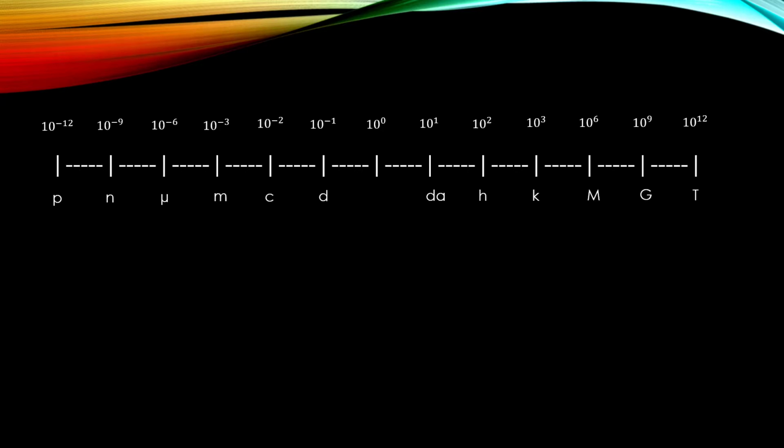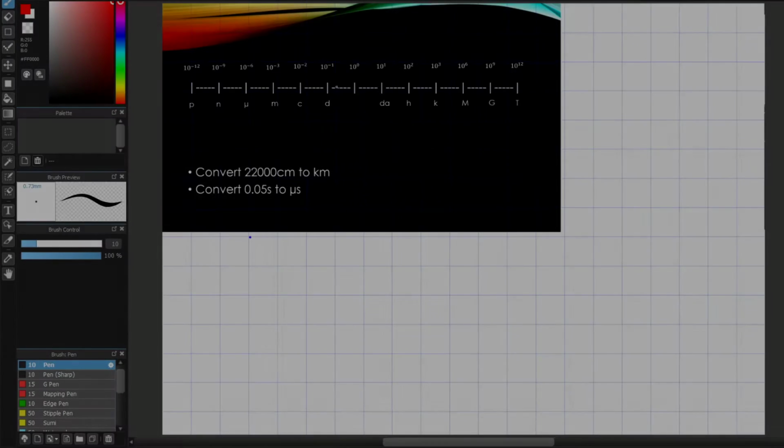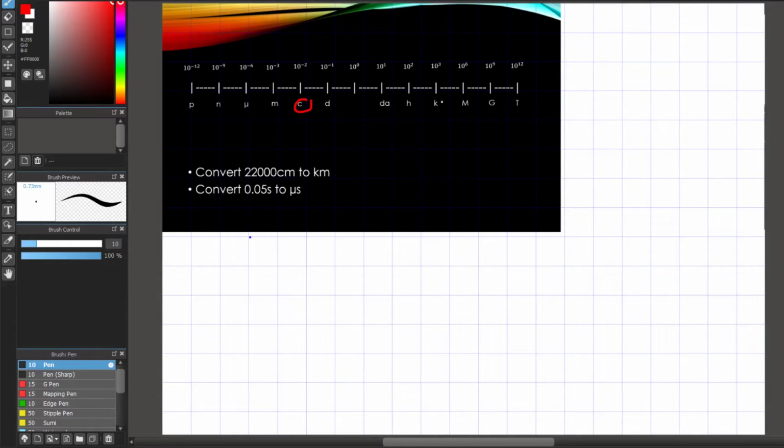So, how are we going to use a scale to convert between prefixes? Let's do a couple examples. Let's say I want to convert 22,000 centimeters to kilometers. First, find the prefixes centi and kilo on the scale. Second, count the number of intervals it takes to go from centi to kilo. 1, 2, 3, 4, 5.